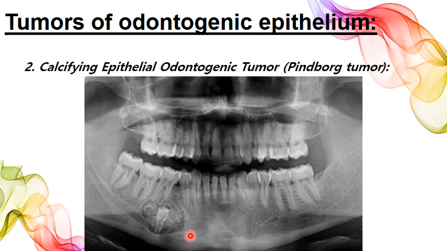And as we said, when we take the specimen, we send it for histological analysis to confirm that we have removed all the tumor. How? By confirming that we have normal bone all around the lesion.